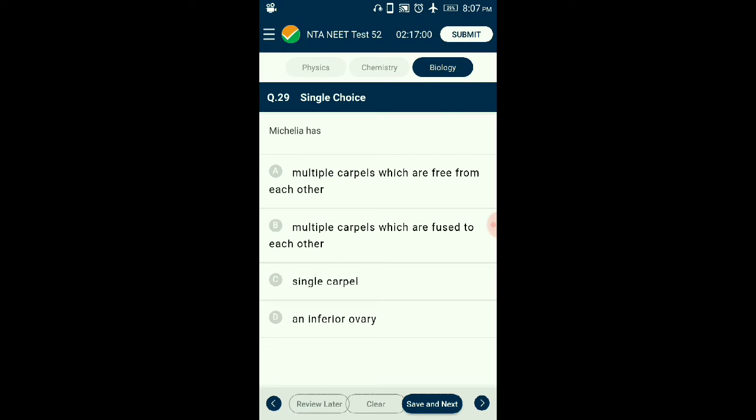Michelia champaka, generally called magnolia, has flowers with superior ovary, polycarpellary, apocarpous gynoecium. They have multiple carpels free from each other. Each ovary is unilocular and placentation is marginal. So the answer for this question is option A, multiple carpels which are free from each other.